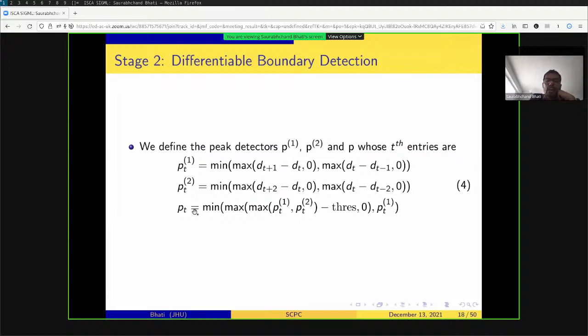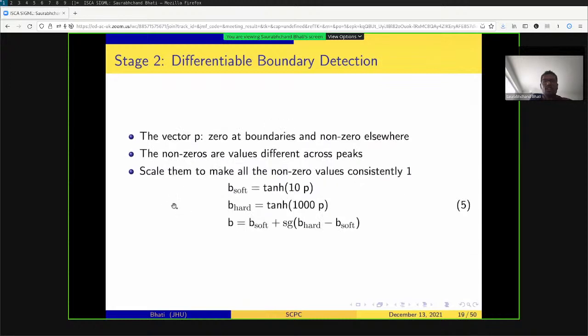So after that, essentially what we have is PT will be a vector of non-zero values if the model thinks there's a peak, and 0 if there is no peak. So the vector P is non-zero at boundaries and 0 everywhere else. And this is a typo. But the non-zero values are going to be different across peaks, since we are subtracting dt from dt minus 1 and dt plus 2. And if you have higher or lower similarities, they're going to be different for different peaks.